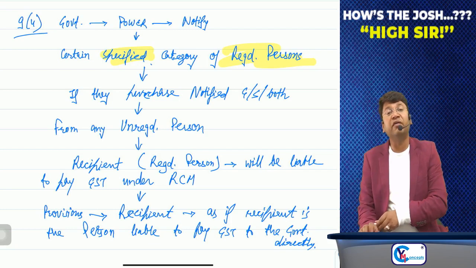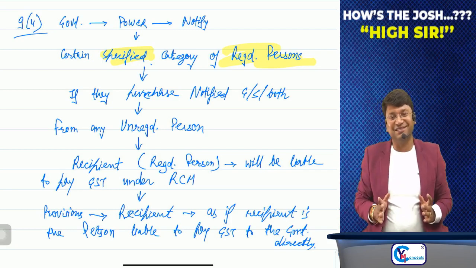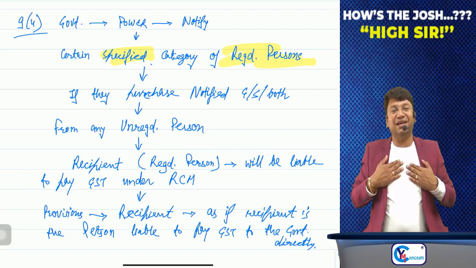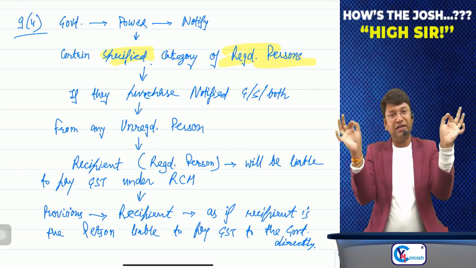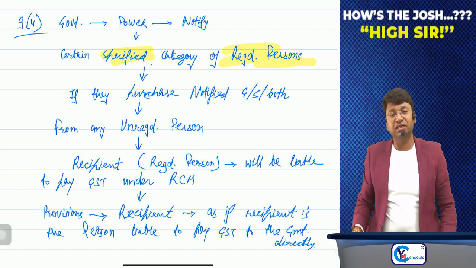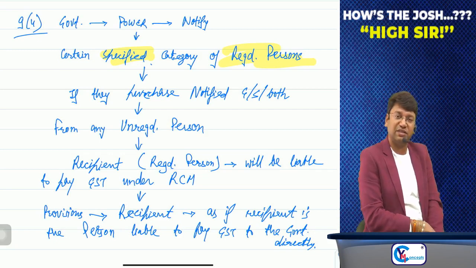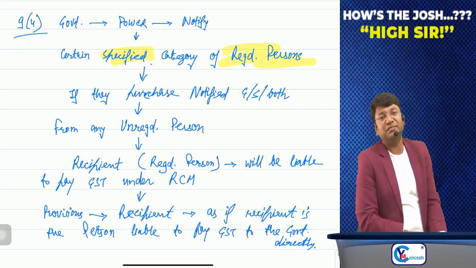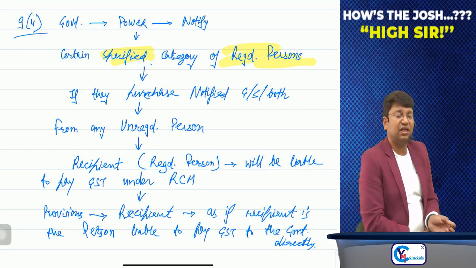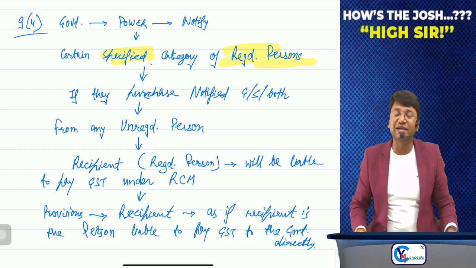Government has the power to notify certain specified category of registered persons that if they purchase the notified category of goods or service or both from any unregistered person, then in such case recipient, that is registered person, will be liable to pay GST to the government directly under reverse charge mechanism, and recipient who is the registered person will be treated as if he is the person liable to pay GST to the government directly.